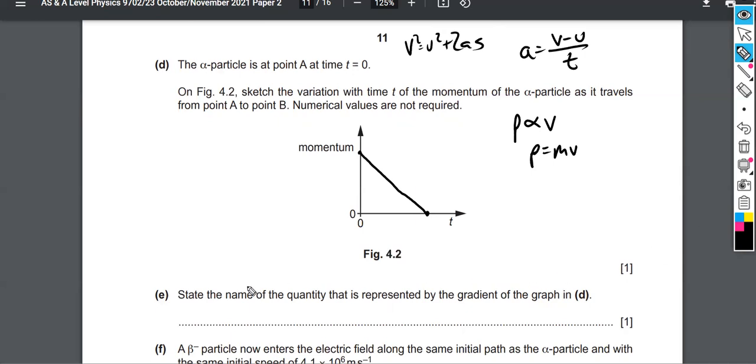The name of the quantity that is represented by the gradient of this graph, and so we're rising, a change in momentum, we're running, a change in time, and the rate of change of momentum is the definition of force. So force is the quantity that is represented by the gradient of a momentum-time graph.